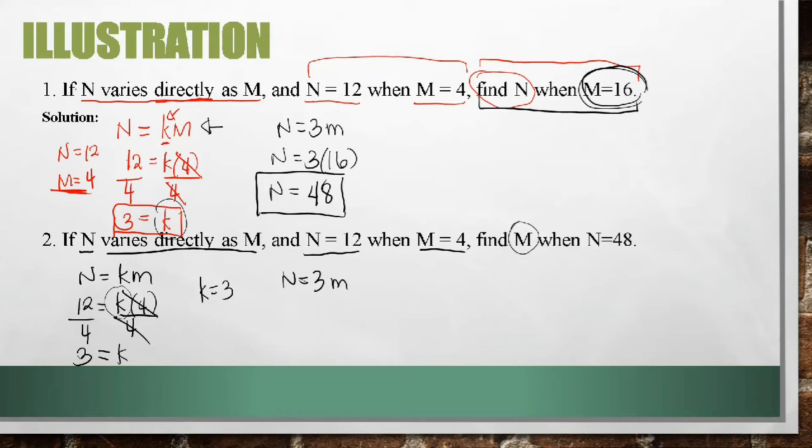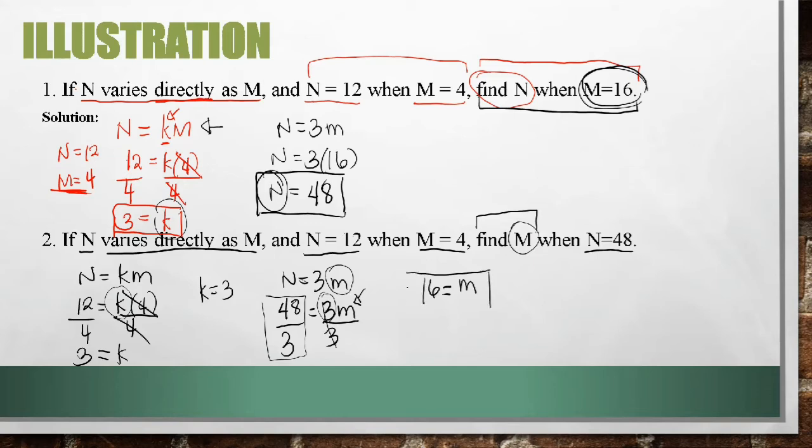So, kanina, ang hinahanap natin is the value of n. But now, ang hinahanap natin ngayon is the value of m, since we are going to find m. And the given is the value of n. So, let's substitute the value of n, which is 48, is equal to 3 multiplied by m. And to get the value of m, we need to eliminate 3. So, to eliminate 3, we need to divide both sides by 3. And we can cancel this one, and the remaining here on this side is m. And when we simplify 48 over 3, or 48 divided by 3, it is 16. So therefore, the value of m is 16. So this is how we solve the direct variation.